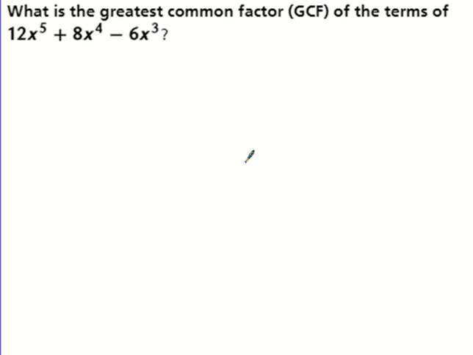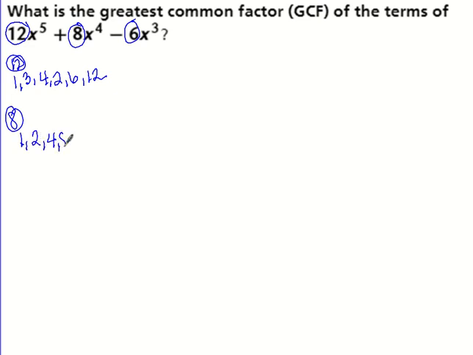So it says, what is the greatest common factor, GCF, of the terms? What we do is look at the coefficients first. We've got 12 and 8 and 6, and then we look at what the greatest common factor would be of them. Okay, so for 12, those factors are 1 and 3 and 4 and, oh, I missed 2 and 6 and then 12, right? So those are the factors of 12. For 8, it's 1 and 2 and 4 and 8. And for 6, it's 1, 2, 3, and 6.